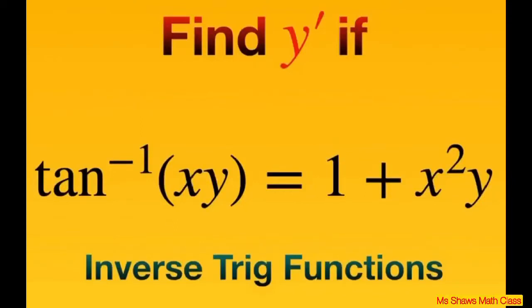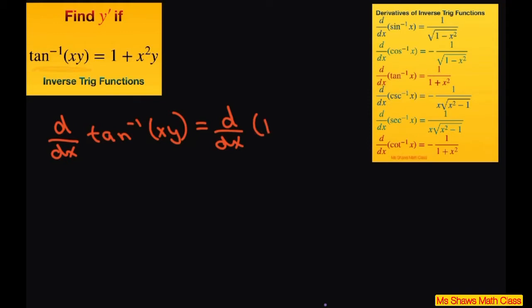Hi everyone, we're going to find the derivative of y implicitly of inverse tan of xy equals 1 plus x squared y. We're using implicit differentiation because we have x's and y's. So we're going to differentiate with respect to x our inverse tan of xy, and then also differentiate with respect to x our 1 plus x squared y.